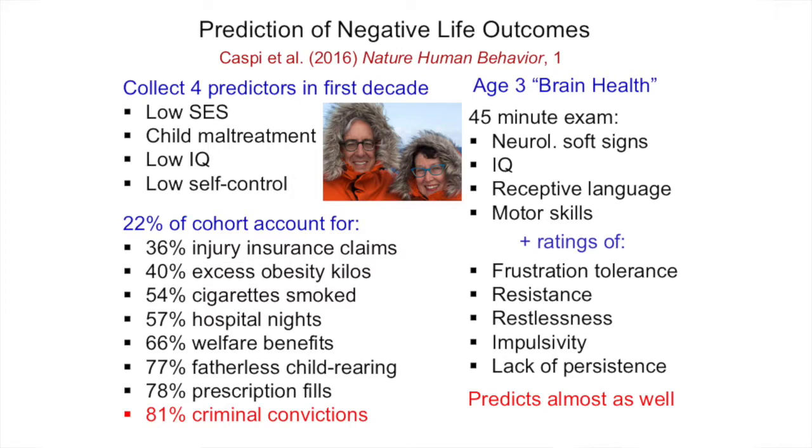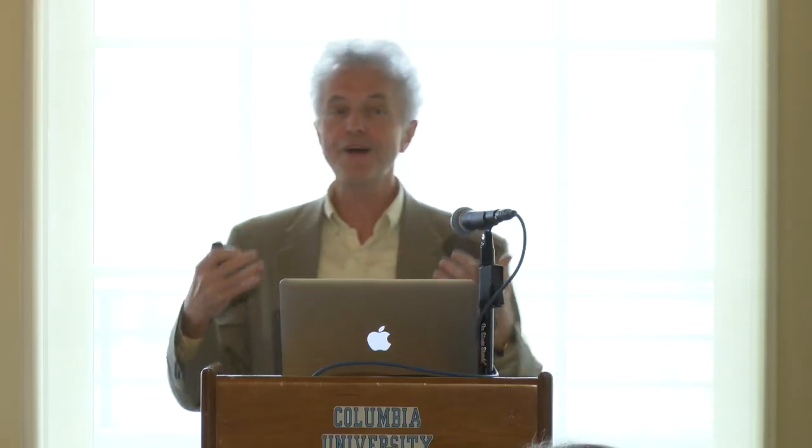That's a brain imaging study I was mentioning to Stephen. I think I've got a slide that he will like. It's work by Caspi and Moffitt here, leading social scientists and neuroscientists. They looked at this question of how can we predict to future criminal offending. So they collected data. This is a longitudinal study, collected data in the first decade of life, in the first 10 years of life, looking at 4 predictors: low SES, child maltreatment, low IQ, low self-control. They found that these measures predicted to outcomes in the future.